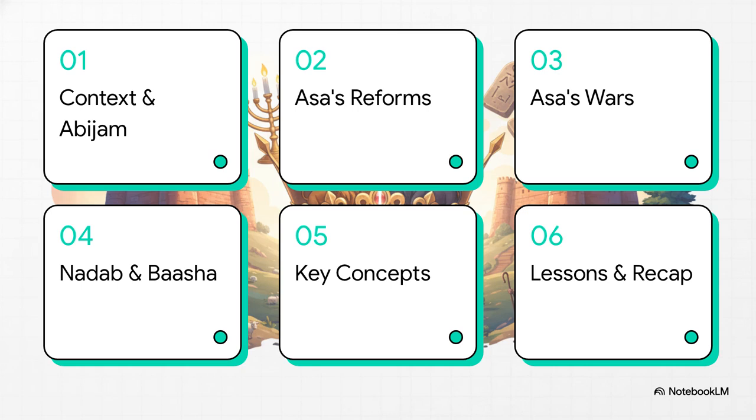All right, here's our agenda for unpacking this incredibly dense chapter chronologically. Number 1, context and Abijam's reign. Number 2, King Asa's righteous reforms. Number 3, Asa's war and alliances. Number 4, Nadab and Baasha of Israel. Number 5, key concepts and clarifications. And finally, number 6, lessons and a chapter recap. Let's get right into it.